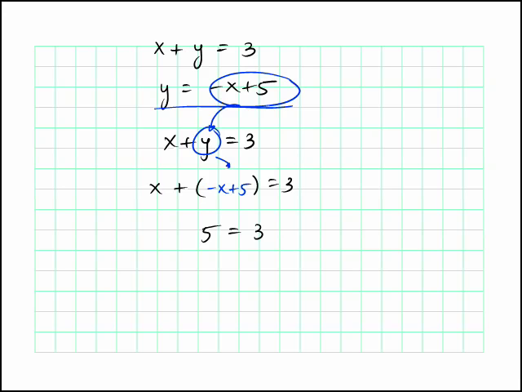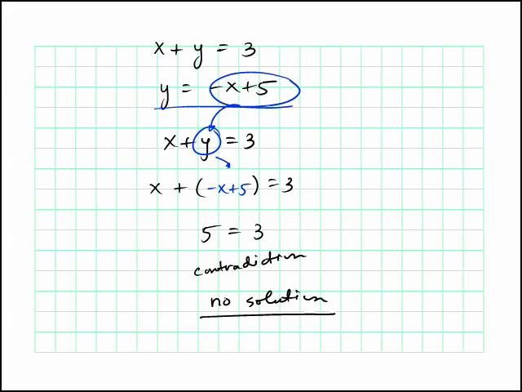So, 5 does not equal 3. This is what's called a contradiction. It's not true no matter what x is. And so this means that we do have no solution here. No solution.